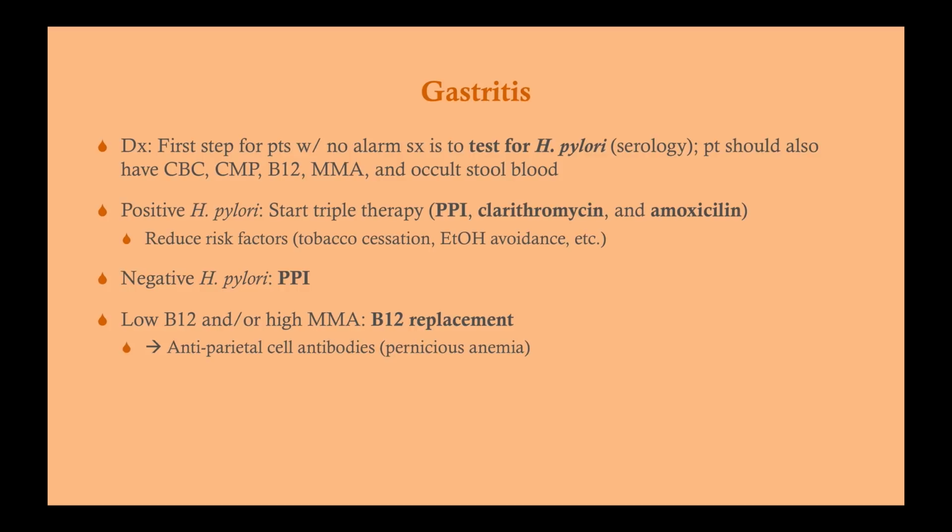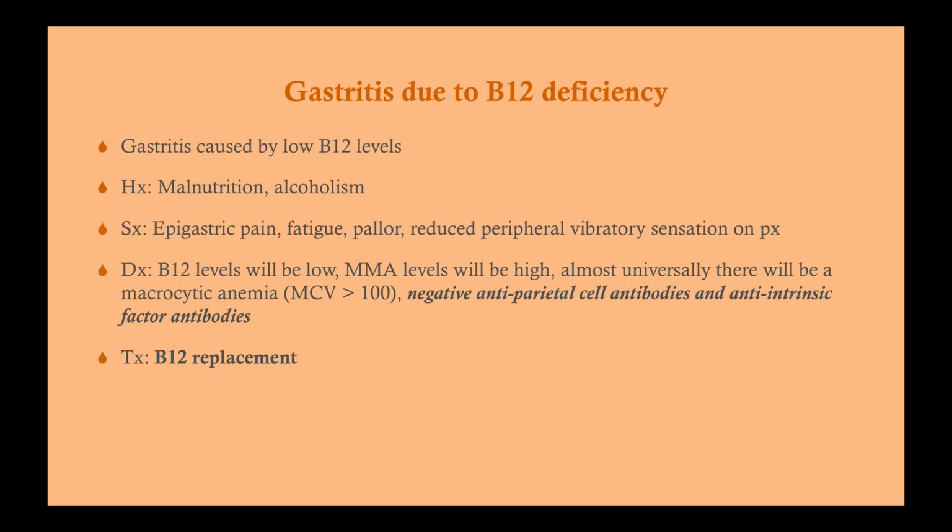If it's a negative H. pylori, you're going to give a proton pump inhibitor. And then here's where we're concerned about your B12. If your B12 is low or you have a high MMA, which would suggest a B12 deficiency, then you're going to do B12 replacement, and you're also at that point going to test for antiparietal cell antibodies. At this point, we are trying to distinguish between a B12 deficiency and an actual cause behind that, which would be pernicious anemia, which we'll talk about very shortly.